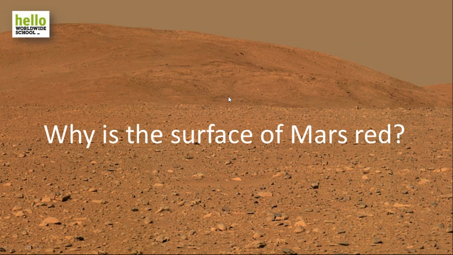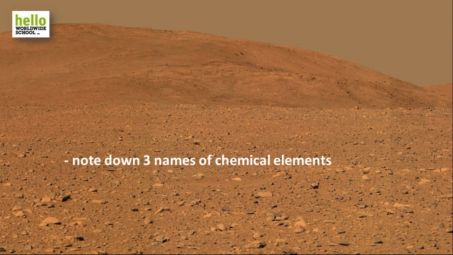What I'm going to offer you right now is a little listening exercise, okay? I'm going to tell you why it's red, but in my little story I'm going to use names of 3 chemical elements, all right? And I would like you to note down the names of those 3 chemical elements. Okay, you ready? So this is what I should have told my son when he asked me about it. Then I did some research, and now I know how the red planet got its iconic color.